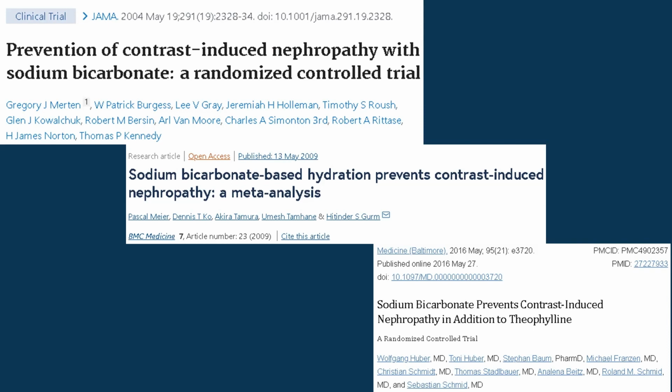the high load of sodium that you're giving is causing a hypernatremia, which is increasing the plasma hypertonicity, drawing water into the vascular space. So to me, that makes sense as to why you might reduce the risk of contrast-induced nephropathy.